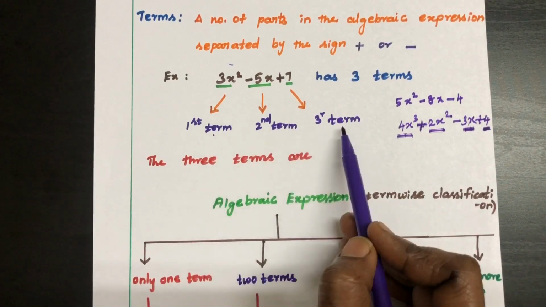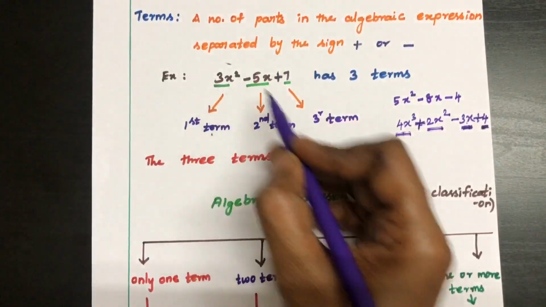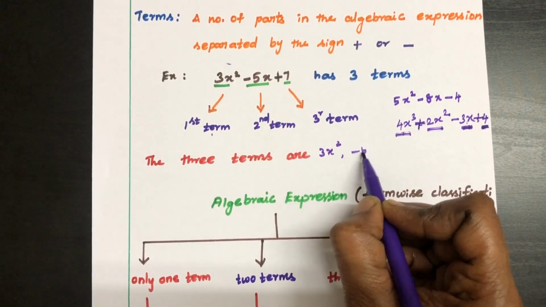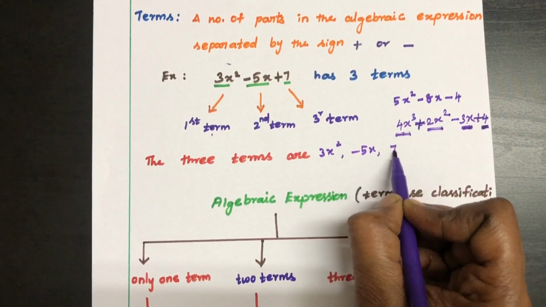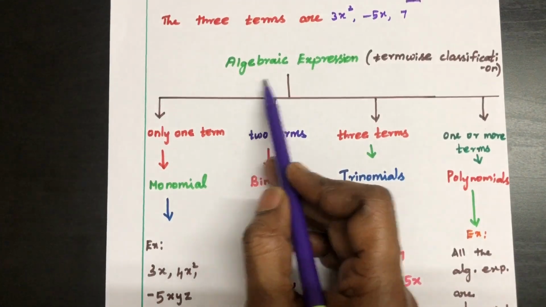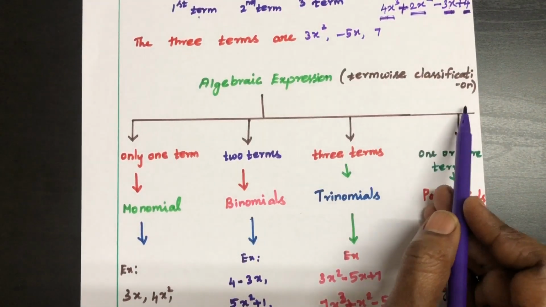First term, second term, third term. The three terms are, what are the three terms here? 3x square is the first term, minus 5x is the second term, 7 is the third term. That's all. Now, algebraic expression, term-wise classification. How to classify it term-wise?